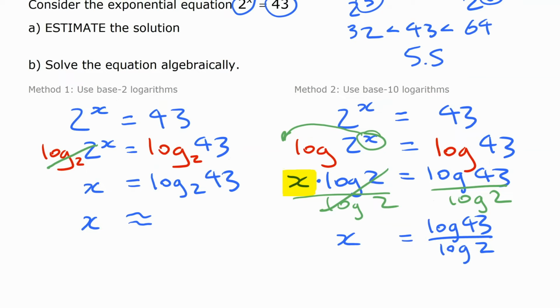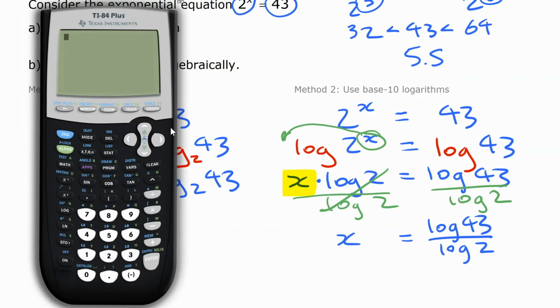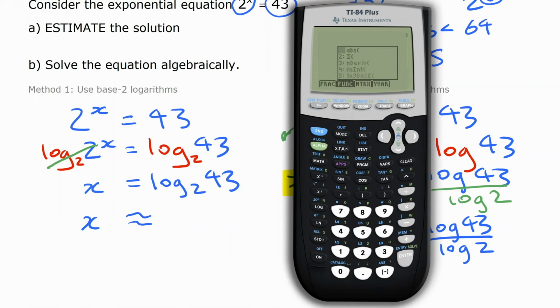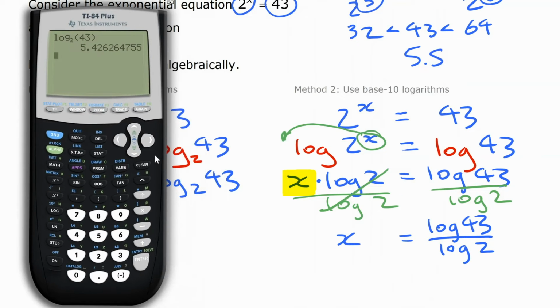Now, as we said, we're going to go to the calculator and get what that value is right now. All right, we'll check this one first. This calculator has a log any base button, so log base 2 of 43. It's going to give us that value, and then we'll check the other one. I'm going to use this fraction expression and put log 43 on top like that, and then log 2 on the bottom, and you get the same thing, right?